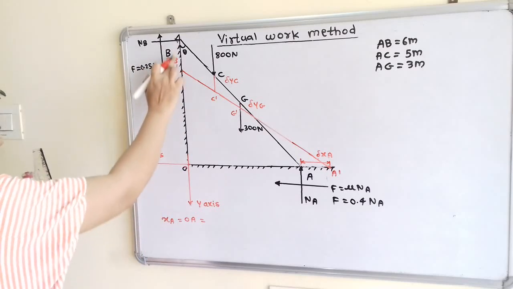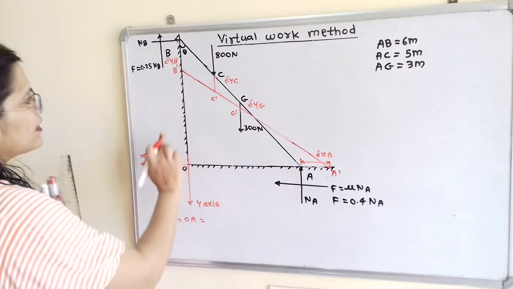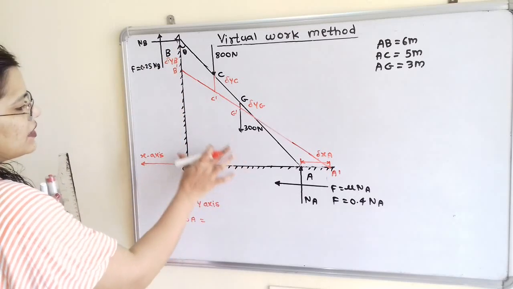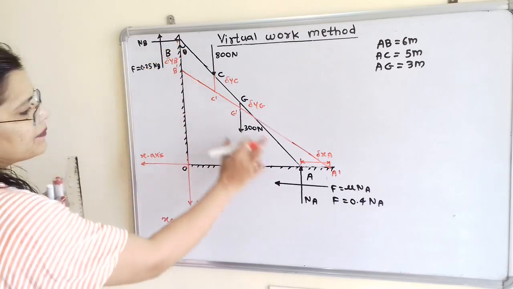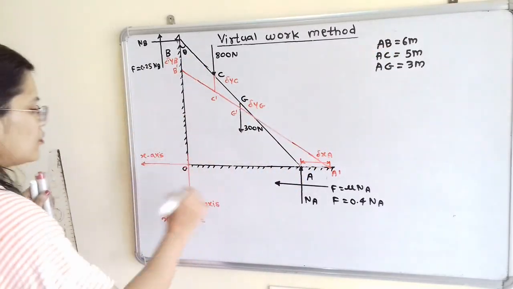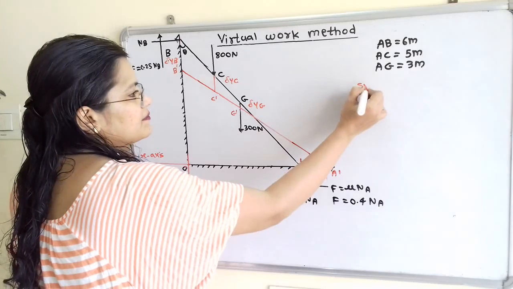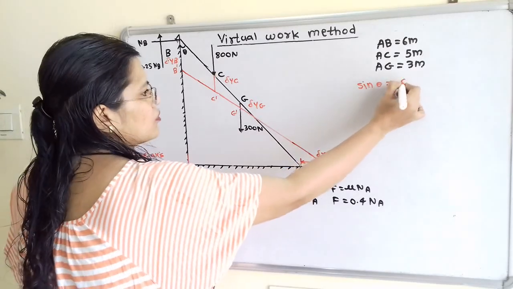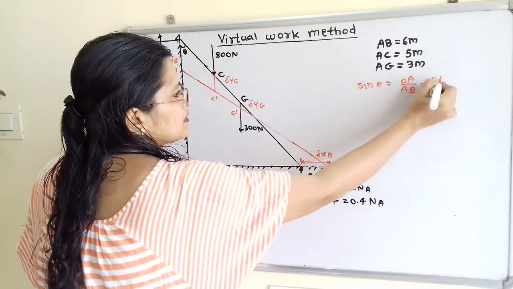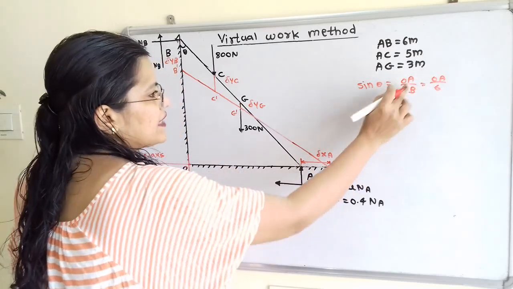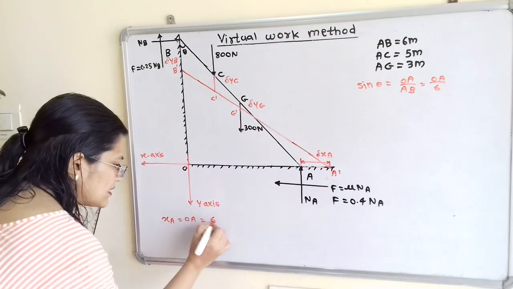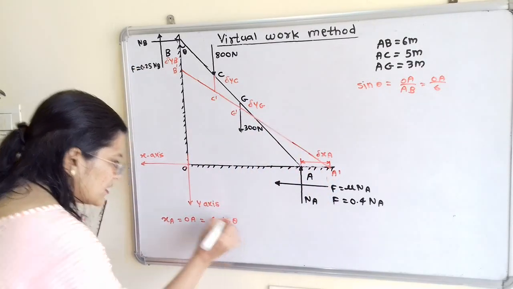Now we will concentrate on triangle BOA. So in BOA, if we take sine of theta, then OA divided by BA. BA or AB is equal to 6 meter, which is given. So I will write here sine theta is equal to OA divided by AB. AB is 6, so we can say that OA is equal to 6 sine theta. So I will write here 6 sine of theta.